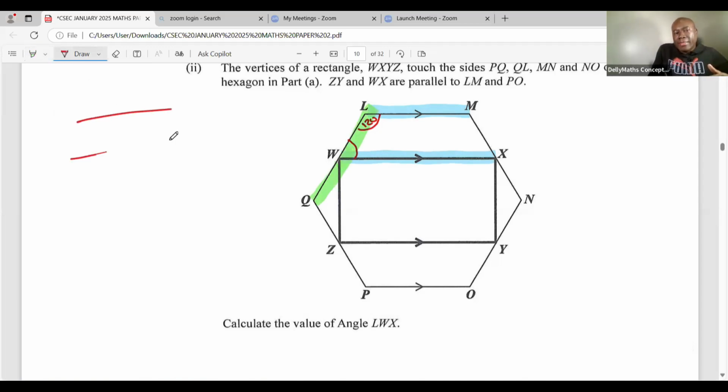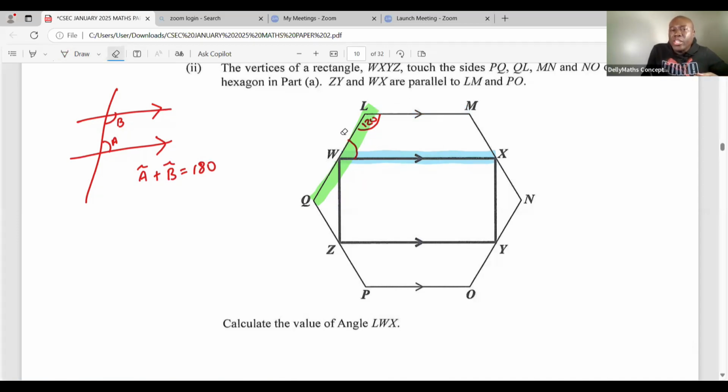Let me show you the idea. If I have two parallel lines like this and it's cut by a transversal, then there is a special relationship between this angle and this angle. They are called co-interior angles or consecutive interior angles. They are supplementary. They add to give 180 degrees. What that means is, if this angle is A and this angle is B, then angle A plus angle B will give 180 degrees. I can use this idea to know the value of the angle that I'm being asked to find right here. It's going to be 180 degrees minus 120. So let us put it right here.